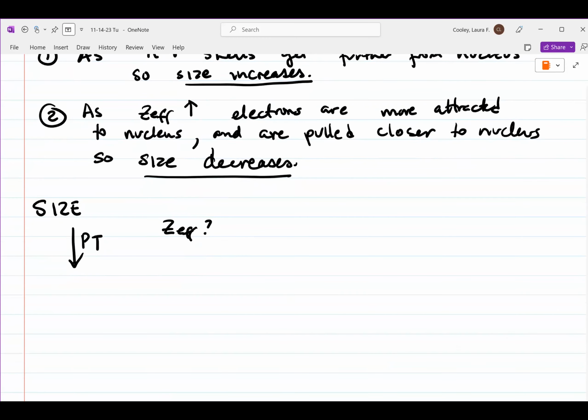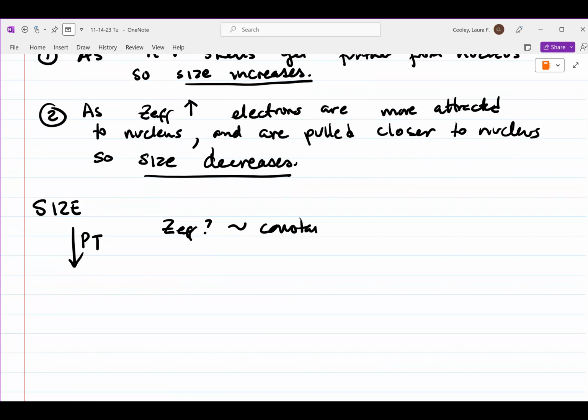So what does that mean for size? Well, Z effective is about constant as you go down, so this has no effect on the size. So the only thing that matters now is that as you go down the periodic table, the value of N, the shell value, increases. So what does that mean? The size increases.